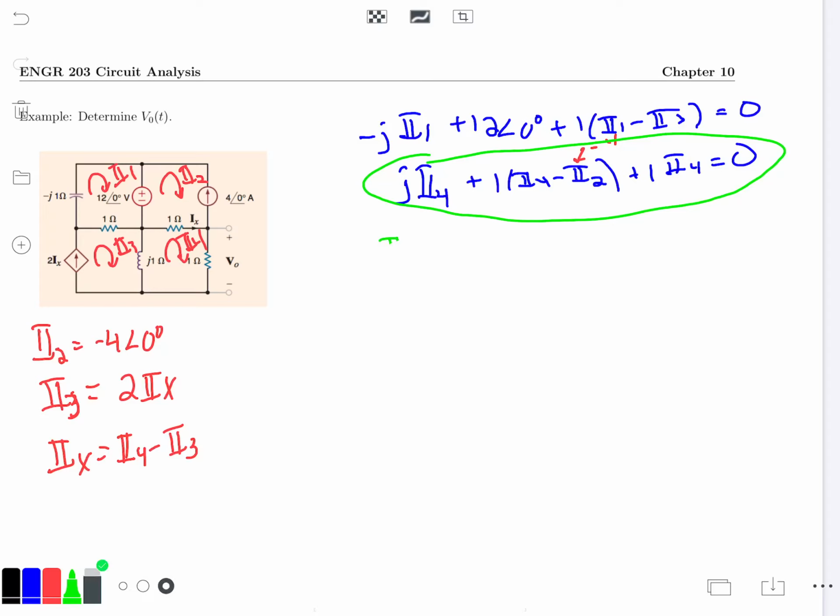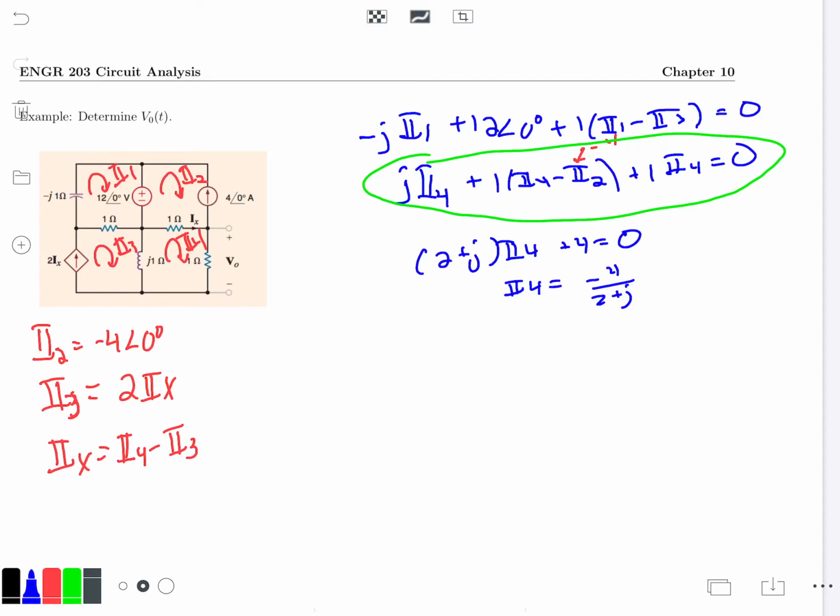So let me actually just, let's see here. I've got 1 plus j plus that. It's going to be 2 plus j I4. And then minus I2 is minus a negative. It's going to be plus 4 equal to 0. So then that means my I4 is going to be negative 4 over 2 plus j. Now I could go through and work out, say, okay, what is I1, what is I3?